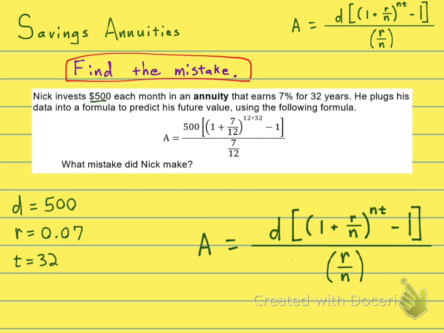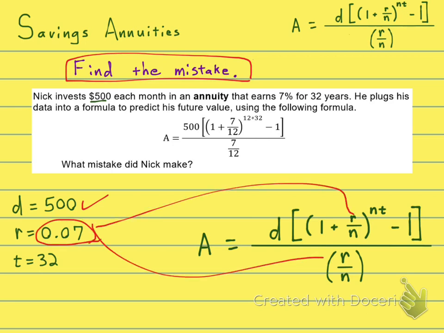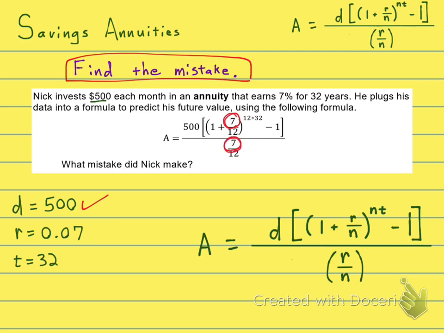Okay, so here is my D, which is going to go right here in the front. Okay, that looks good. And then here's my rate, which is 0.07, which is going to go where I see the R and where I see the R. And that's it. That's the mistake. Look at what they put. They put 7. But when we're using it in a formula, we have to use the decimal form. So we're not going to use the 7%. We need to use 0.07. Okay, so that's the mistake right there. The rate was put in as 7 instead of 0.07.